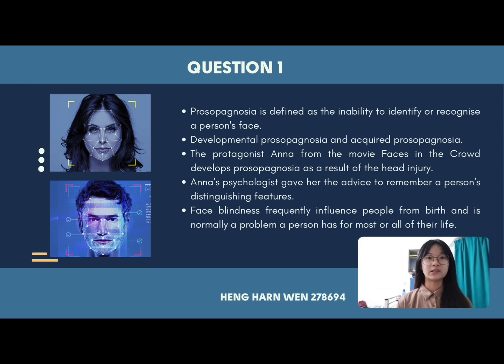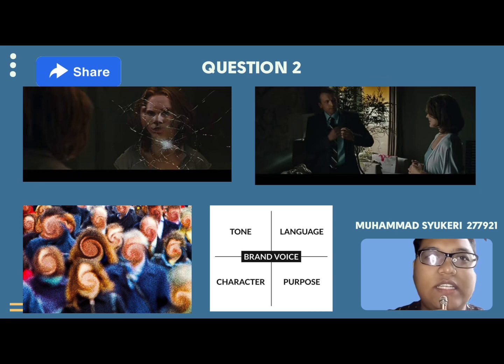Through watching the face in the crowd movie, we can learn that the most typical proximal nodule symptoms include difficulty recognizing familiar faces in real life or in photographs, feeling of disorientation when in a crowded area, inability to describe face problems, difficulty distinguishing people wearing uniforms or other similar clothing, and others. Face blindness frequently influences people from birth and is normally a problem a person has for most or all of their life, so they must learn how to recognize others, such as remembering distinguishing features, accessories, walking pattern, and other characteristics. So I will answer question 2.